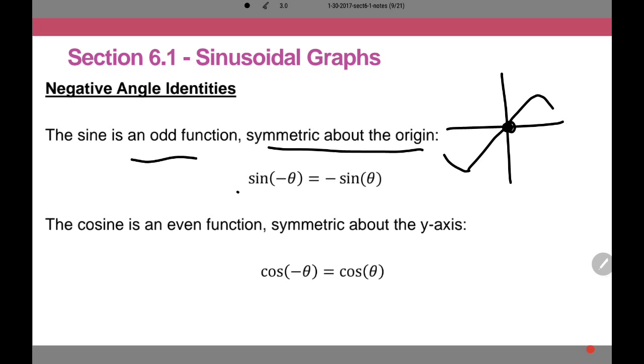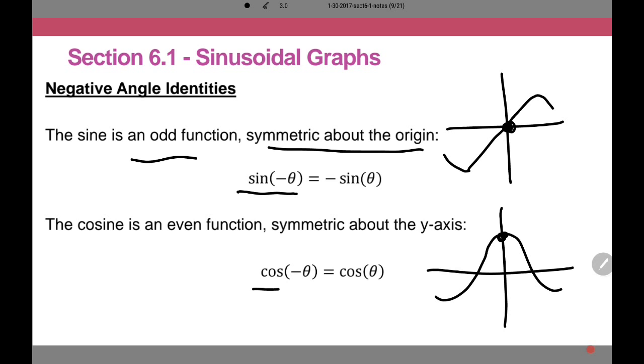So the sine of a negative angle is equal to the negative sine of that same angle. Whereas cosine is even, it's symmetric about the y-axis. We saw that when we saw those graphs that it curved up here and came back down. So the cosine of a negative angle is just the same as the cosine of the positive angle, which you can kind of verify on your unit circle a little bit.